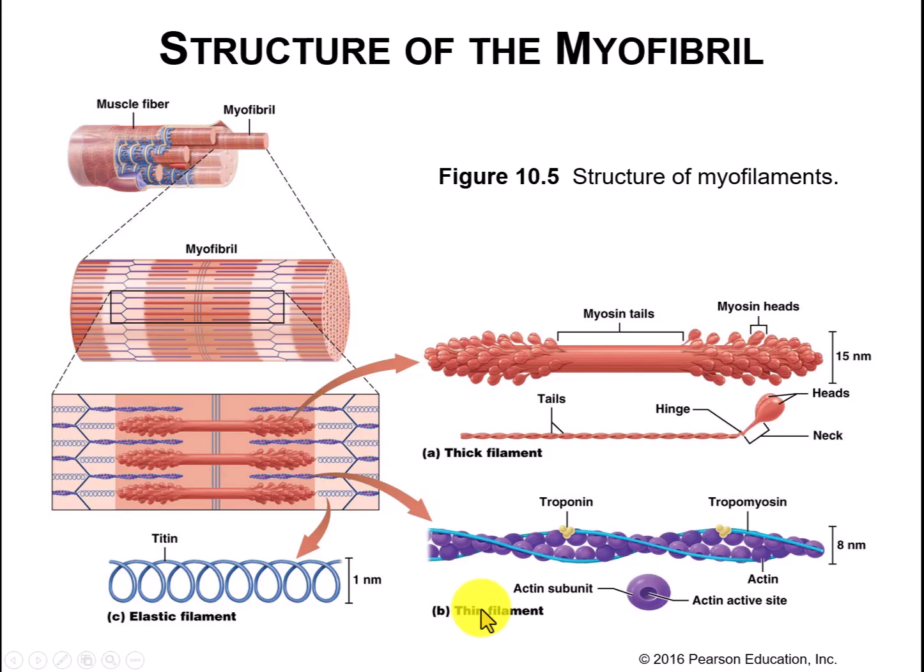But also in the thin filament are two of the regulatory proteins that I just mentioned. Troponin is these three yellow dots, and then we have tropomyosin, which is this blue rope. Notice that right now that blue rope is covering those actin active sites. And then holding the myosin to the Z disc, which is another structural protein, are these elastic filaments, these spring-like filaments that we see here.